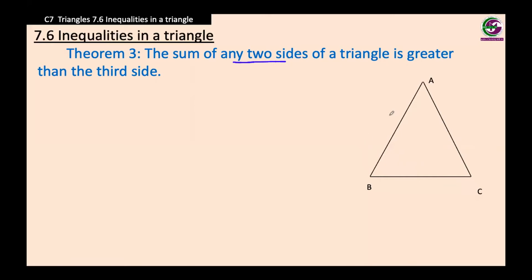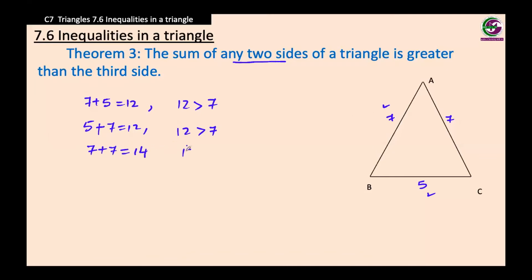For example, if this is an isosceles triangle with side 7 centimeters, and let's say this is 5 centimeters. We can choose any two sides at a time, and it will be definitely greater than the third side. Let us choose 7 plus 5, which is equal to 12. So we took 7 and 5. So we know that 12 is greater than the other side, 7. Again, we will get the same idea. If you take this 5 and 7, it's the same. We can write 12 is greater than the second 7. Or if you take the third side, which is 7 and 7, you know it is 14, and 14 is greater than the third side, 5.